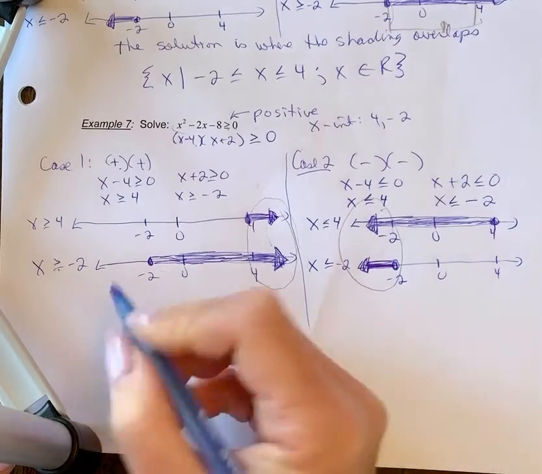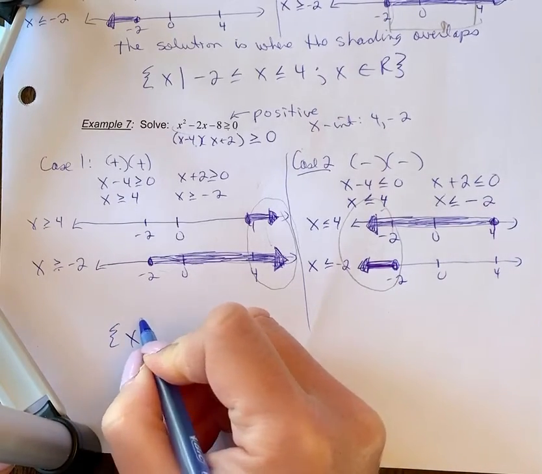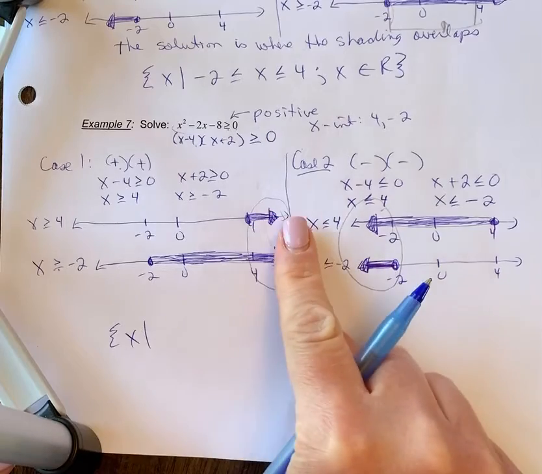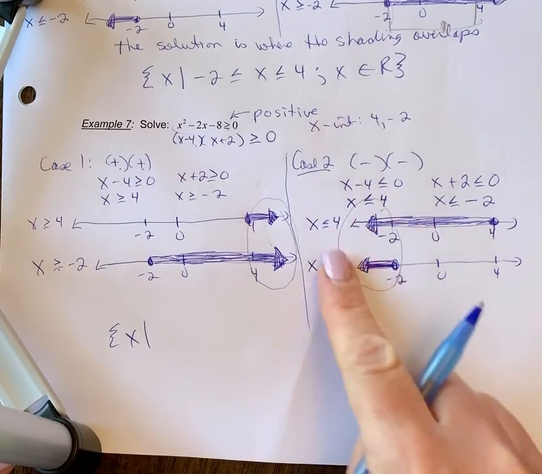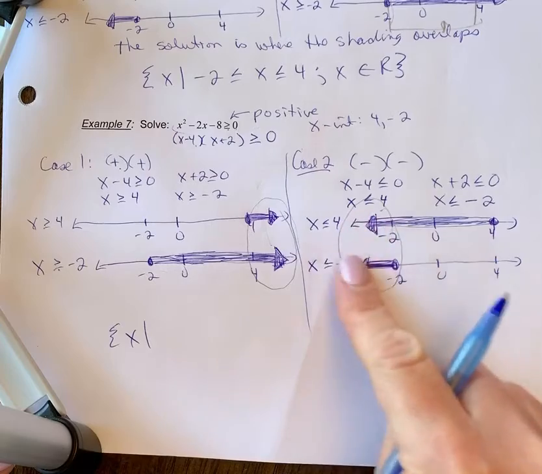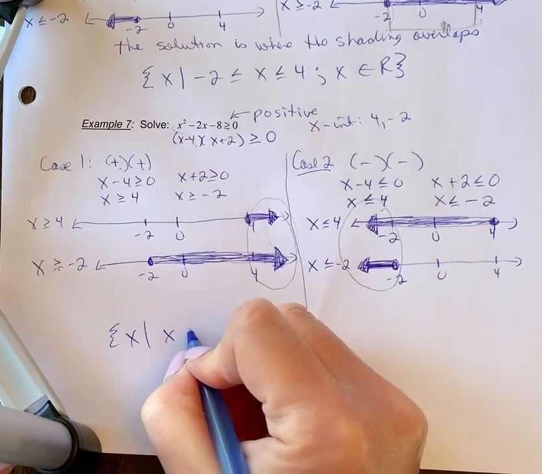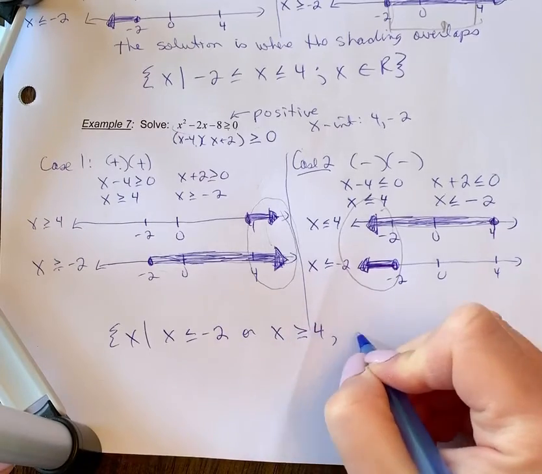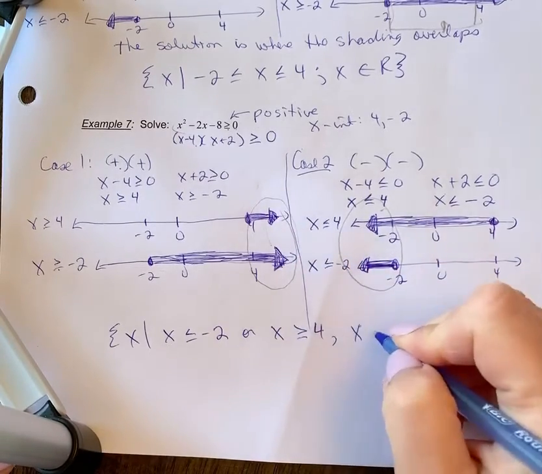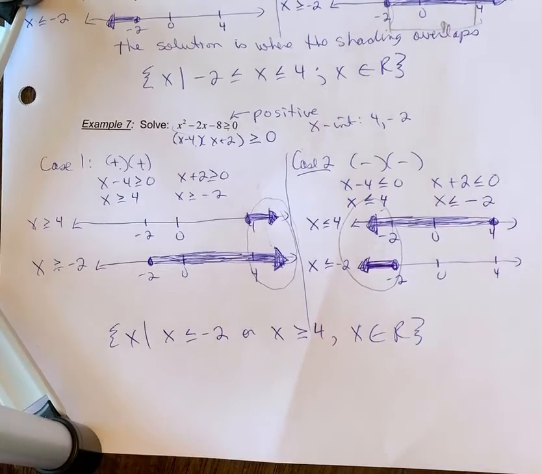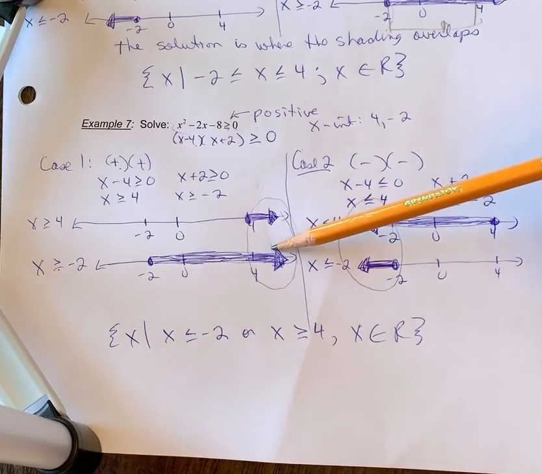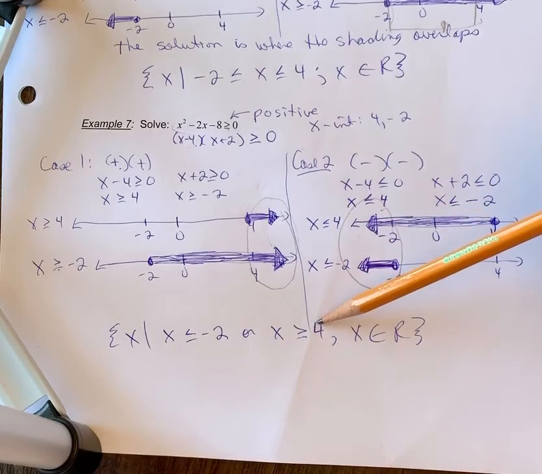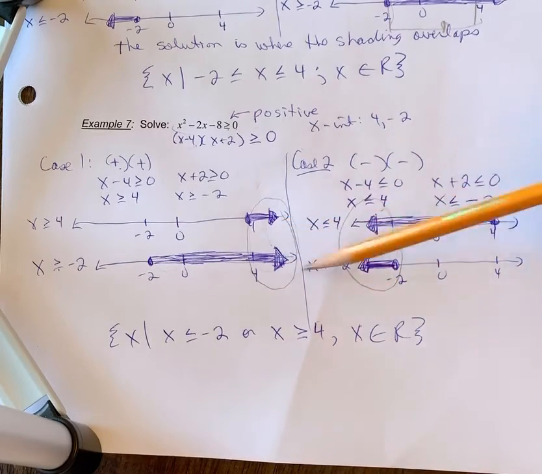So that means my solution would be everything greater than 4 and everything less than negative 2. I need to put the negative side first, so I actually have to write case 2 first. So x is less than or equal to negative 2, or x is greater than or equal to 4, where x is an element of all real numbers. Okay, so you needed both cases. In this example, both cases were required to actually see this solution, because you look at that overlap.